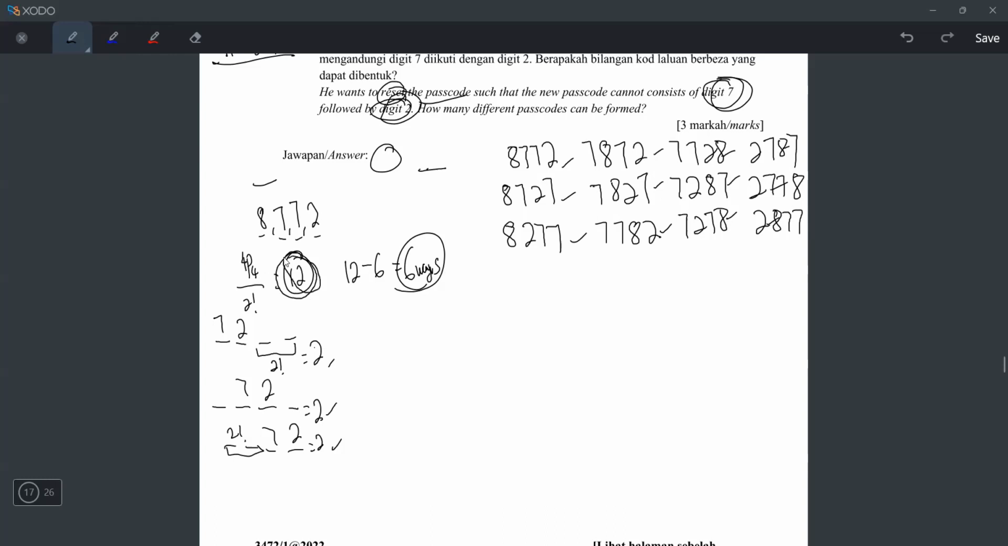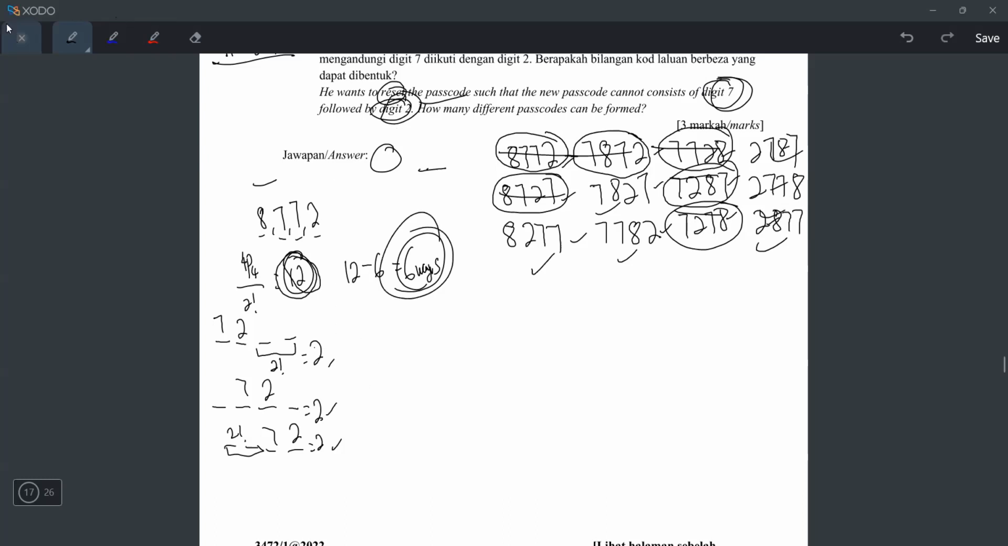This is referring to these 12 ways. But then they say it cannot consist of digit 7 followed by 2. It means I will cut those with 7 followed by 2. So this is 7 followed by 2. This is also 7 followed by 2. This one is not. This one also 7 followed by 2. This one is not, this one no. This one yes, this one yes, this one yes. This one no, this one no, this one no. So if they say cannot consist of 7 followed by 2, I have to cut down all these. It means there are 1, 2, 3, 4, 5, 6. That's why it's 6 ways.